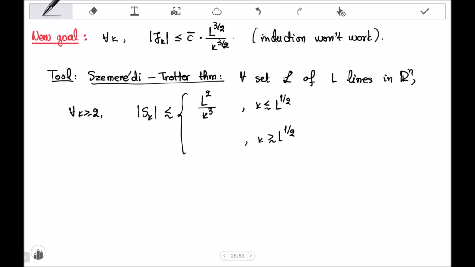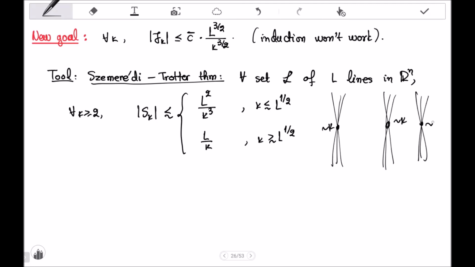It gives this bound for the k-rich points, and the interest of it comes from the fact that instead of a 2 here in the denominator, we have a 3. With a 2, it would have been trivial. Okay, and we have L over K, a much simpler thing for high richness. The high richness case in R3, you can imagine it as bushes, independent bushes of K lines meeting. So this is a situation where you have this second bound. Okay, in any case, let's just see what this means for our joints.